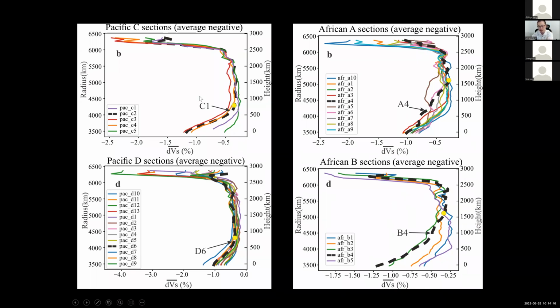The major difference between the top 2 figures and the bottom 2 figures is that in the top ones, we calculate average velocity in all regions, but in the bottom 2 figures, we only calculate average velocity where the velocity is negative. This is because we think the LLVP regions should have low, negative seismic velocity. This is even more obvious from the lower 2 figures: the turning point for the Pacific one is about 700 to 800, and the African one is about 1700 to 1800.